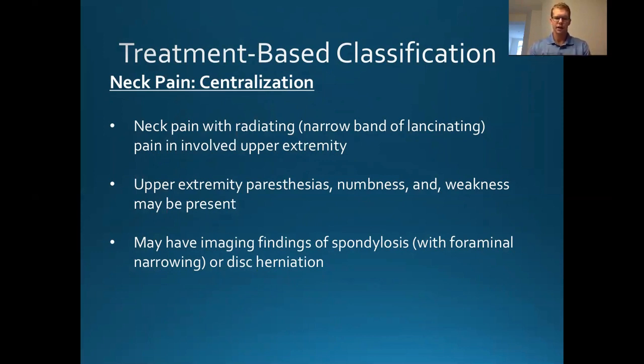In the centralization category, people are going to have neck pain with radiating pain into the involved upper extremity. Lancinating pain is a word that describes radiating, or it really describes neurogenic type pain. Also, we're going to see upper extremity paresthesias, numbness, and/or weakness could be present. And they may have imaging findings such as lateral foraminal stenosis, or they may even have disc herniations.